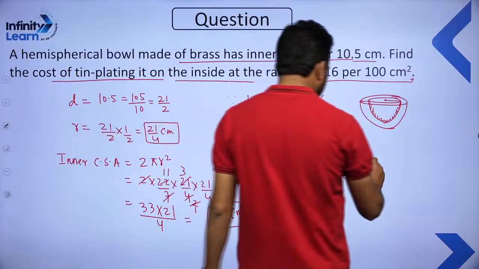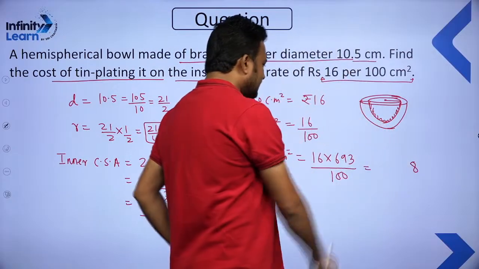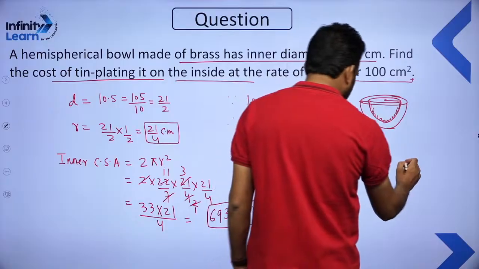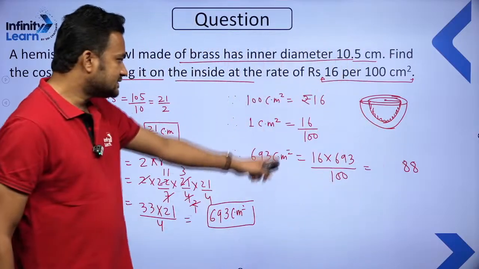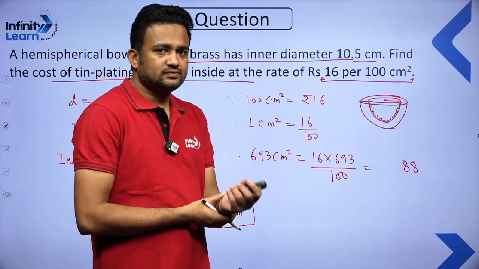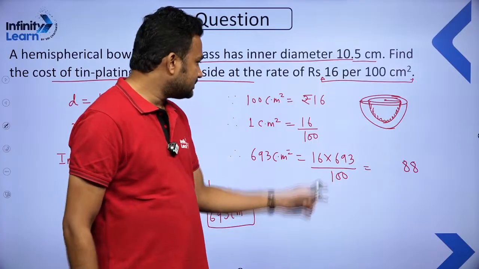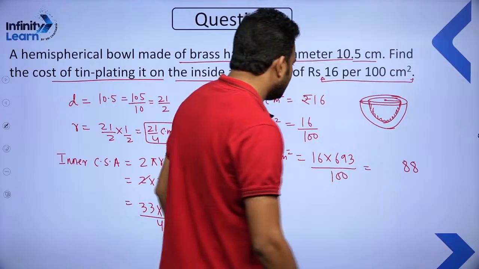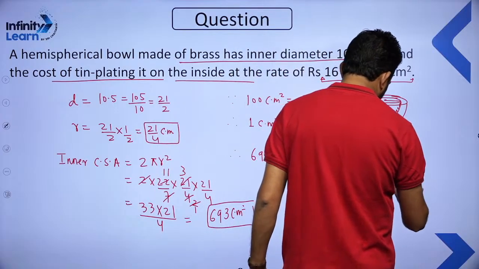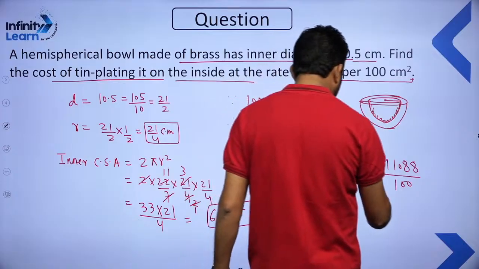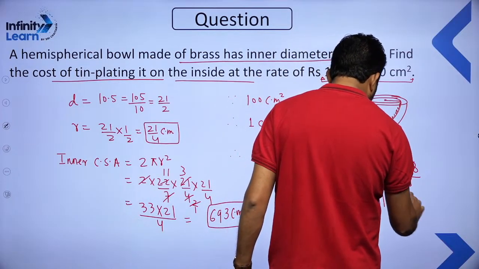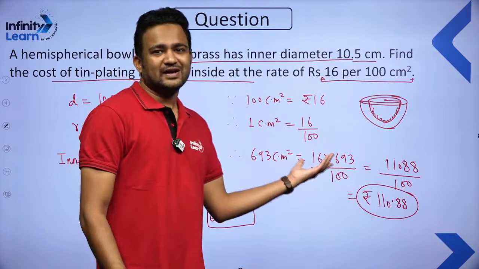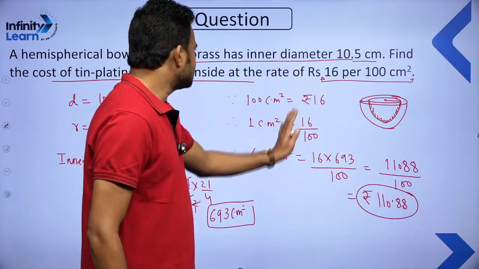So 16 3s are 48. 16 9s are 144, and 144 plus 4 is 148. So again 8, carry is 14, and 16 6s are 96, and 96 plus 14 is 110. Divide by 100. So let us divide by 100. So we'll get rupees 110.88. So this is the final answer, guys. You can check the calculation, and if there is an error, then you can correct that. Okay. So hopefully this is clear to everyone.